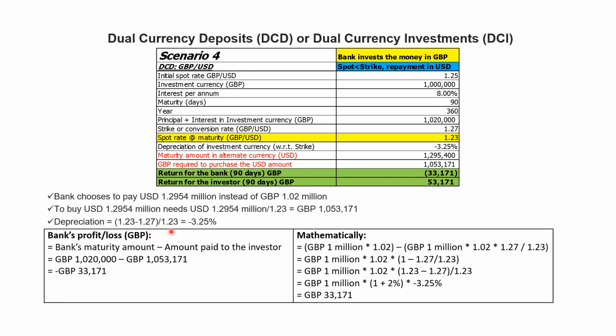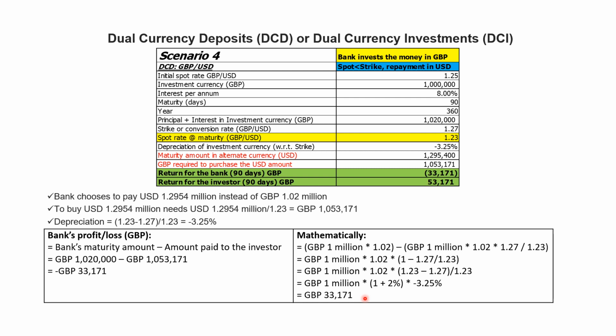That is, the GBP depreciated by 3.25%. Now the loss for the bank in such a scenario is GBP 1 million into 1.02 minus GBP 1 million into 1.02 into 1.27 divided by 1.23, which is equal to GBP 1 million into 1 plus 2% into minus 3.25%, which is equal to GBP 33,171.